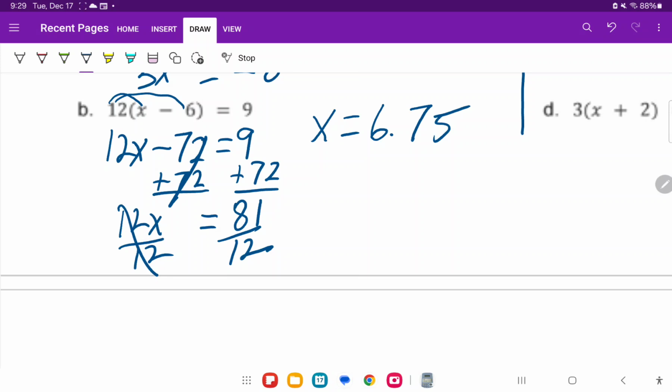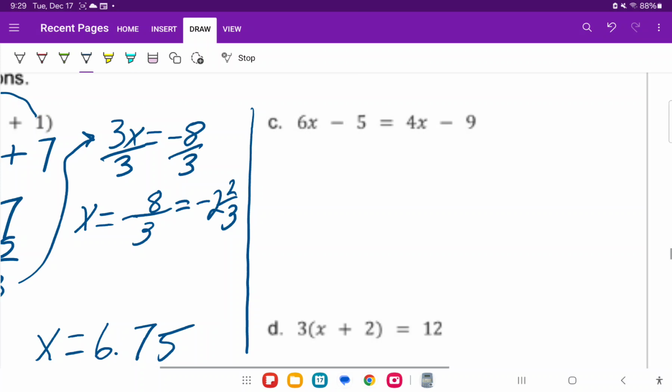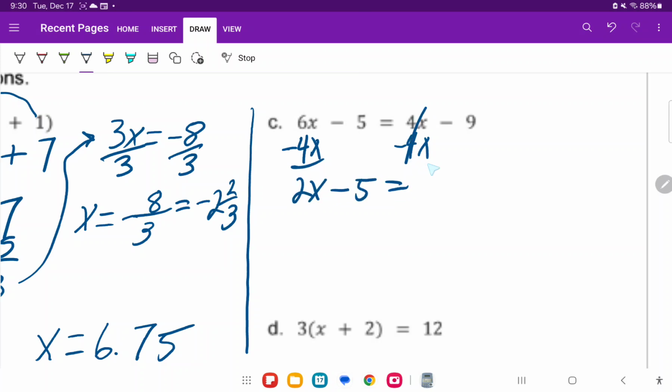Okay. All right. And then letter C. This one, there's no distributive, so we just combine the like terms. So I have my equal sign. I got to get this over there, so I'm going to subtract 4x. That is 2x. Bring down your negative 5 equals, and bring down your negative 9.